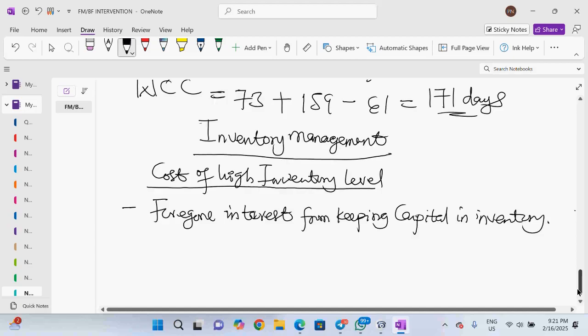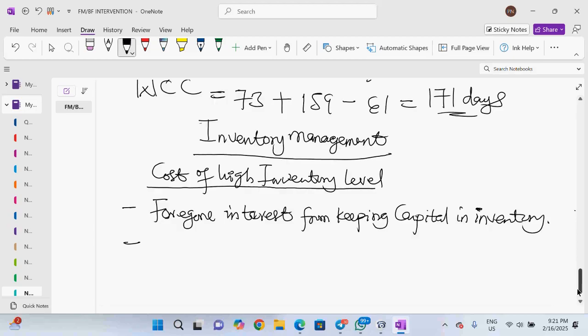So you are foregoing interest from keeping capital in inventory, because you're having a lot of inventory. Because of that, you are not getting interest. So that is one of the costs. If you are not getting interest, it is a cost. You could have gotten interest if you invested in a different asset. So that is one of the costs associated with having a high inventory level.